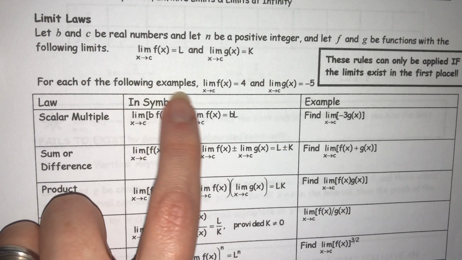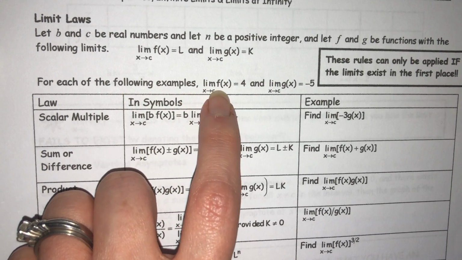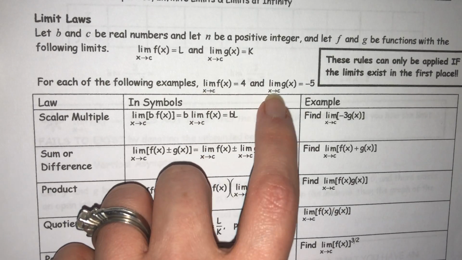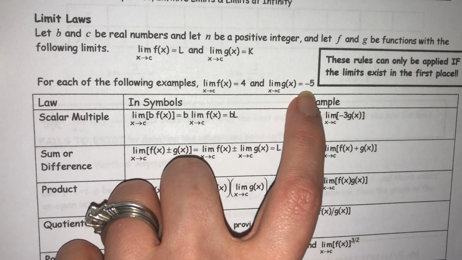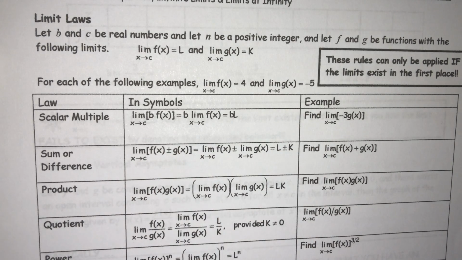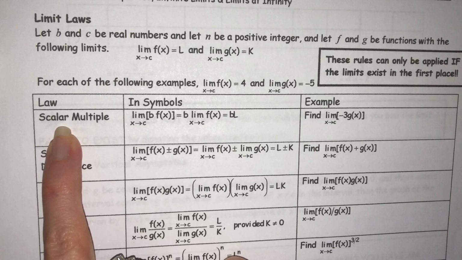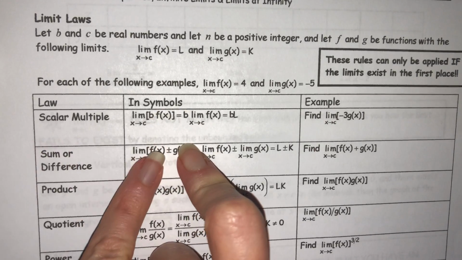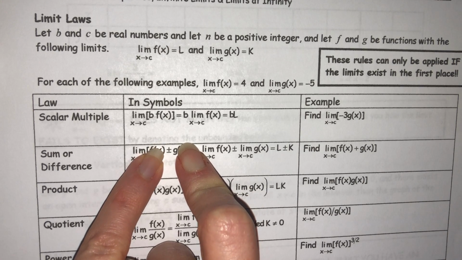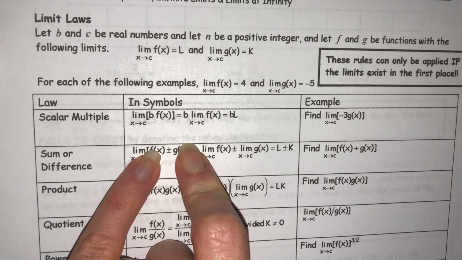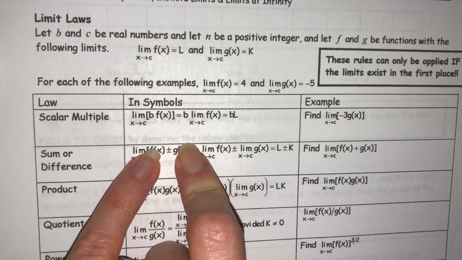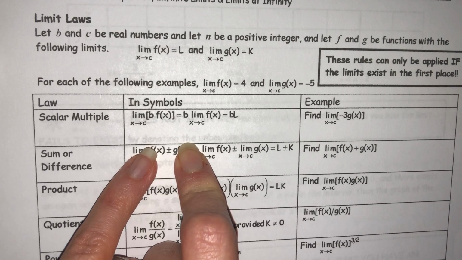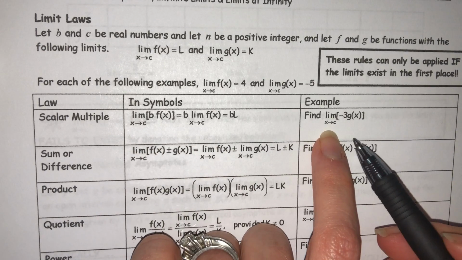For each of the following examples, we're going to say that the limit as x is approaching c of f of x is 4, and the limit as x is approaching c of g of x is equal to negative 5. So we're going to look at what the name of the law is. You could also call it a property. We're going to look at how it is read in symbols, which I know for some of you is readily understandable, and for others it's a little bit more of a struggle. But the only way we're going to get better at reading the symbols is to expose ourselves to them. And then we're going to apply it in an example.